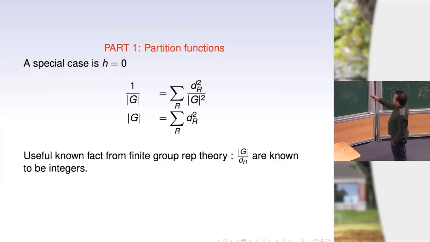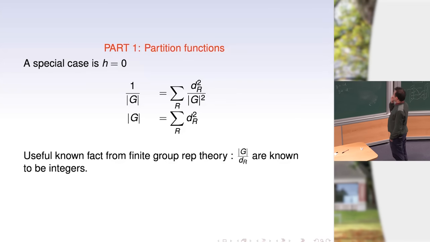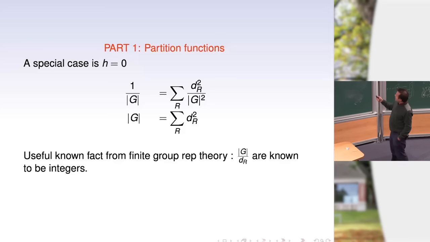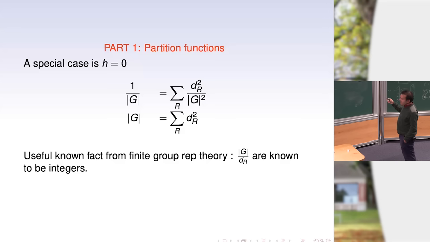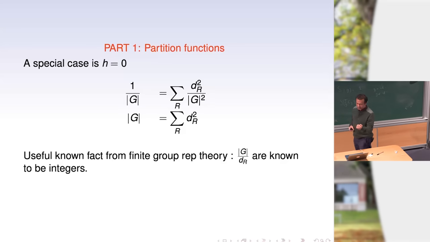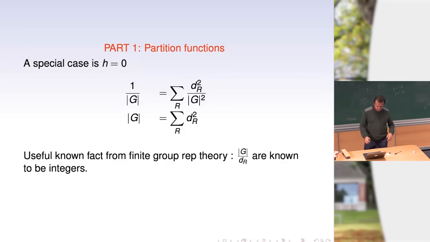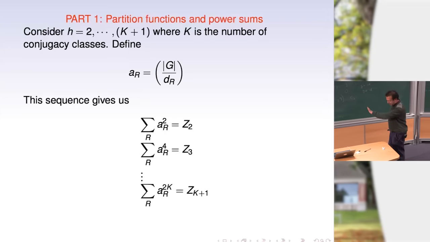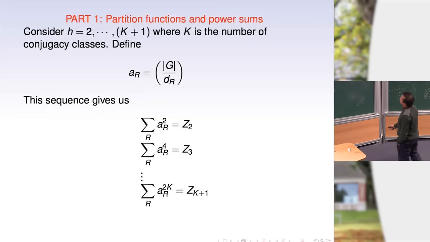So this equation, G equals the sum over dR squared, follows as a special case. And a very interesting thing that will play a role here, which I didn't know before this project, is that G over dR are actually integers. And this follows from facts from finite group representation theory. The dimension of any irreducible representation divides the order of the group. So this is a well-known thing, but we will find it useful.